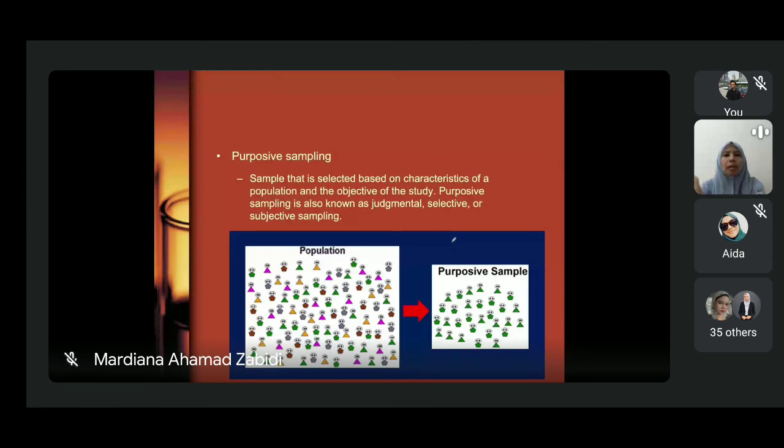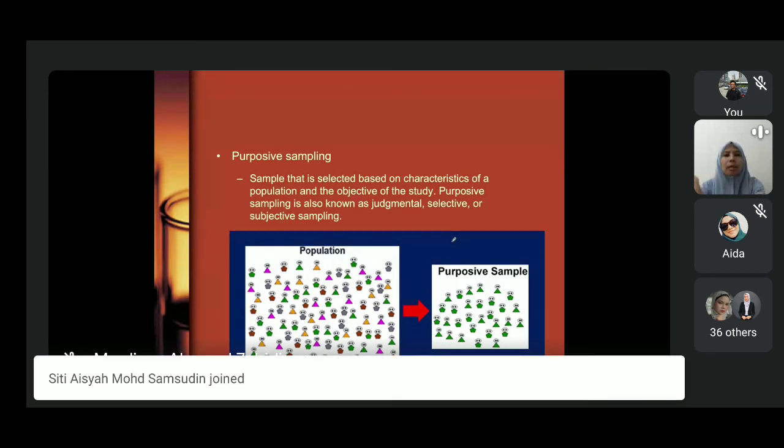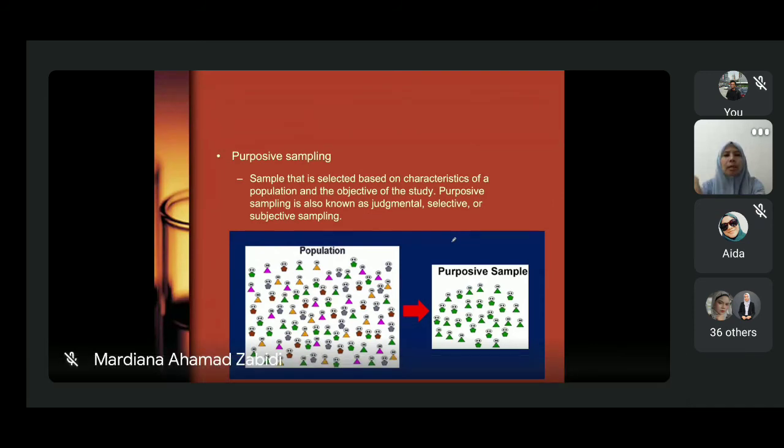Purposive sampling, this one is whereby the sample is selected based on characteristics of a population and the objective of the study. Purposive sampling, this one is known also as judgmental, selective ataupun subjective sampling. Kita dah ada population, so kita ada purpose untuk kita nak buat study.